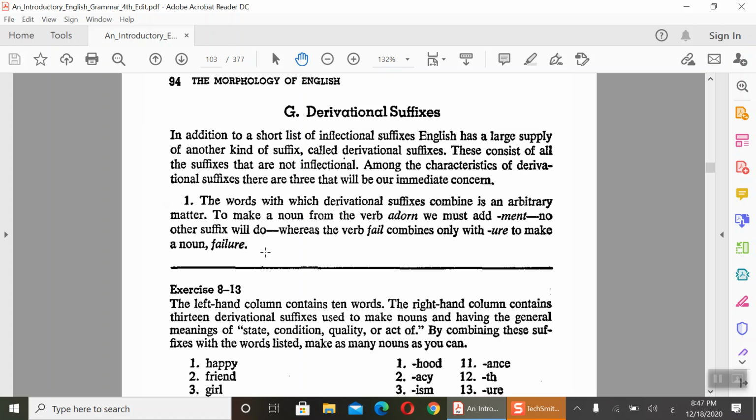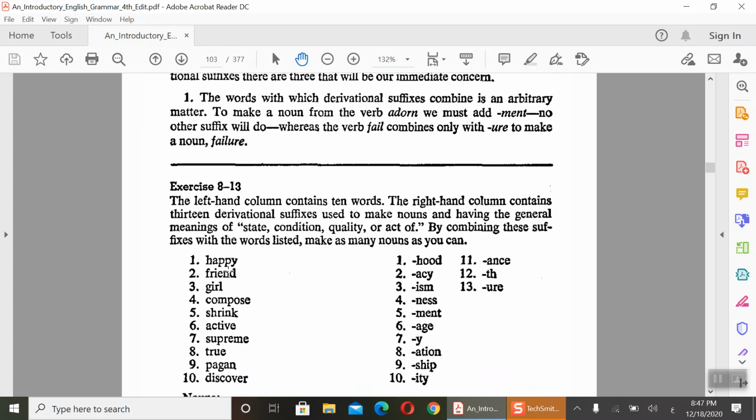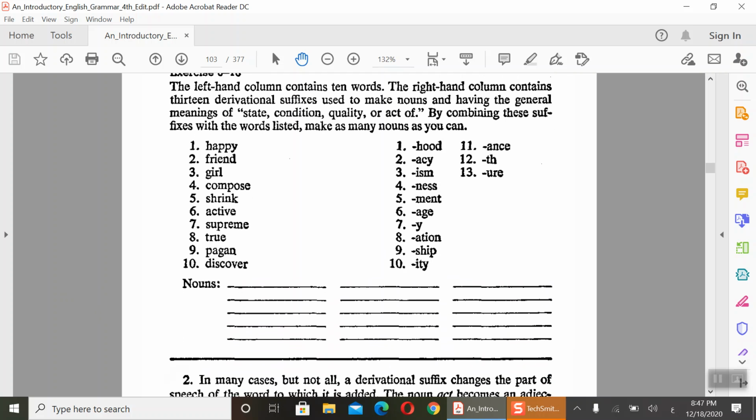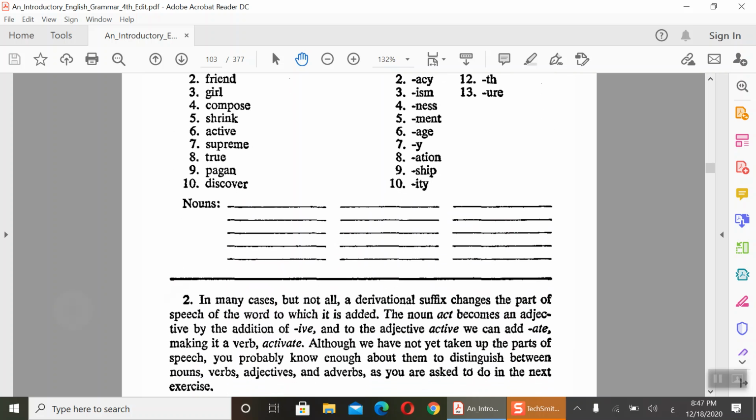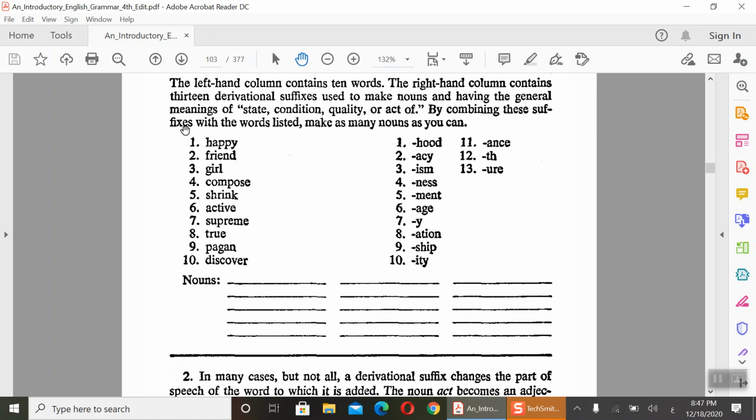Arbitrary. Sometimes we put ure to make a noun. Sometimes we put ment to make a noun. It's arbitrary. This is English. For example, happy, happiness. Friendless. Okay? Girl. Compose. True, truth. Discover, discovery. You see here with these words.